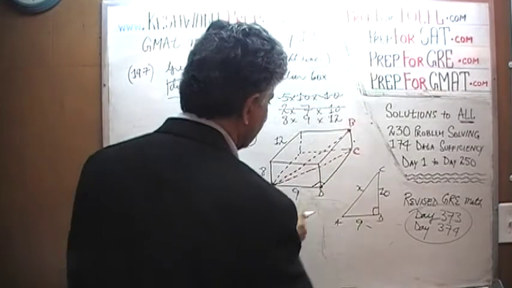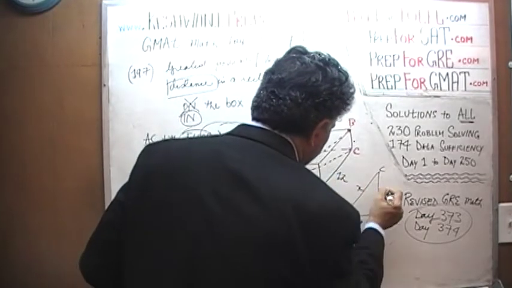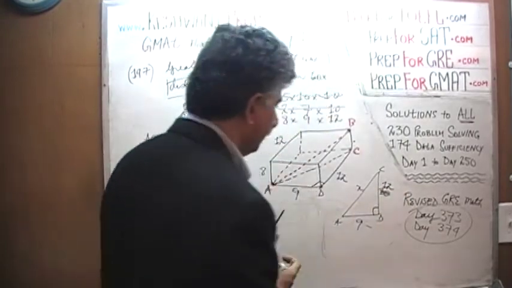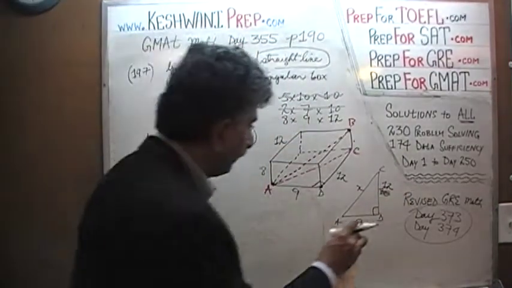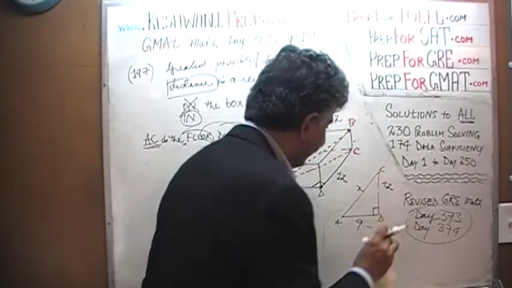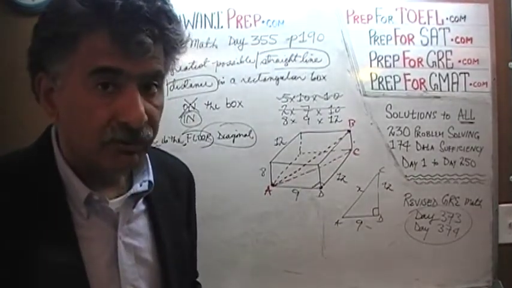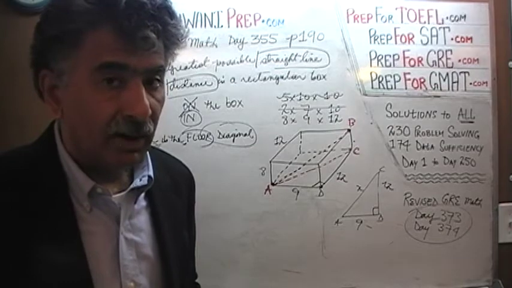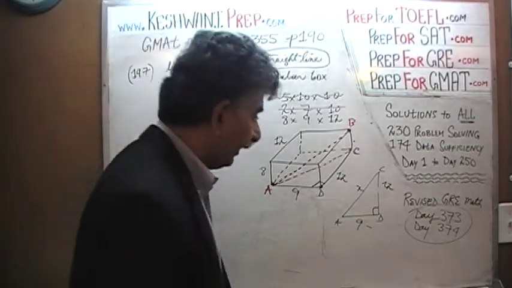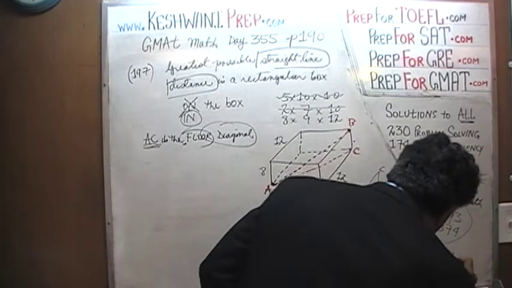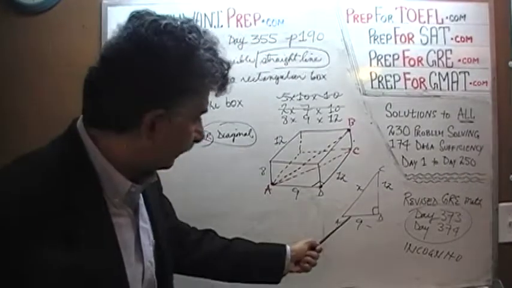I was looking at this 10. This 10 needs to be changed to 12. And there you go. Oh, that's actually very simple. Are you able to see immediately that this is very simple because it's a 3-4-5 triangle incognito, in disguise.